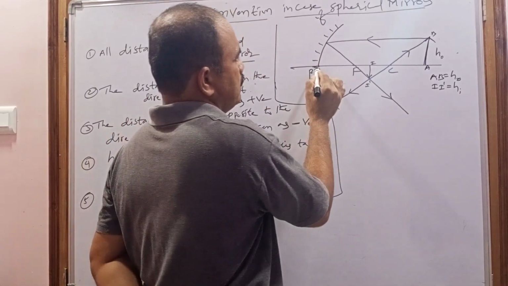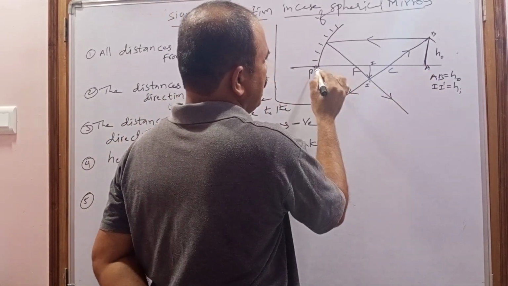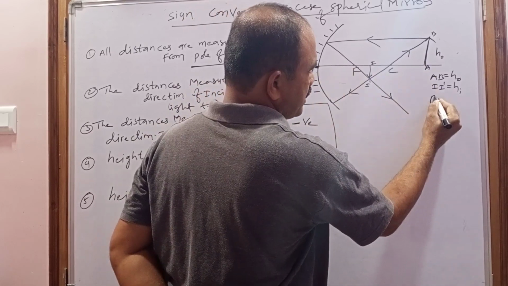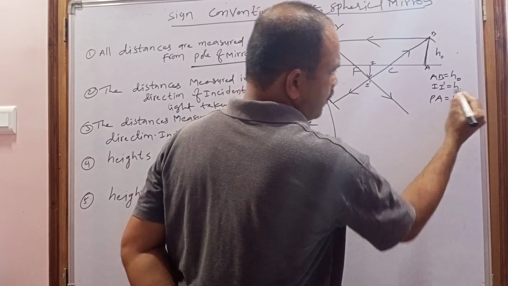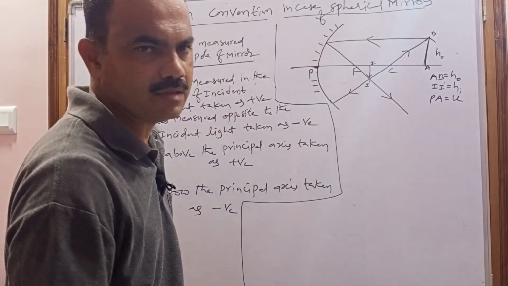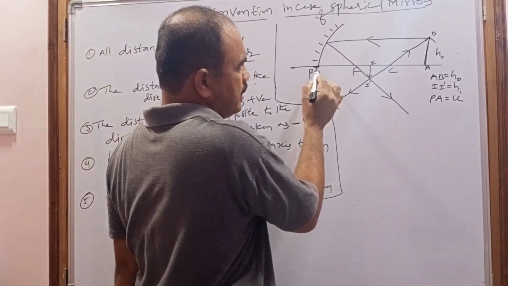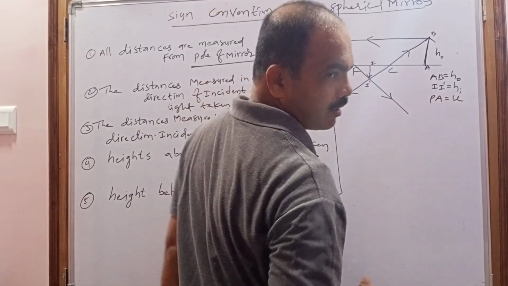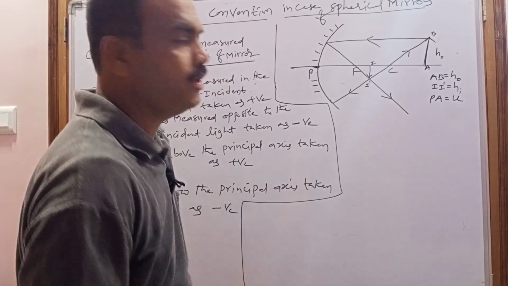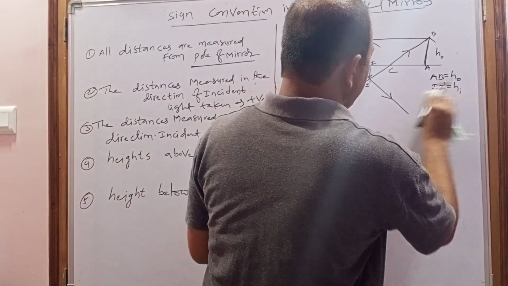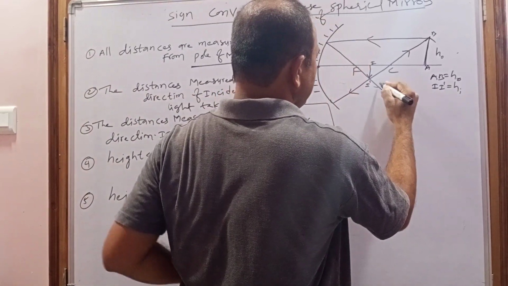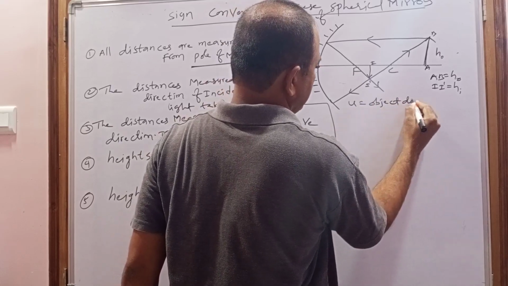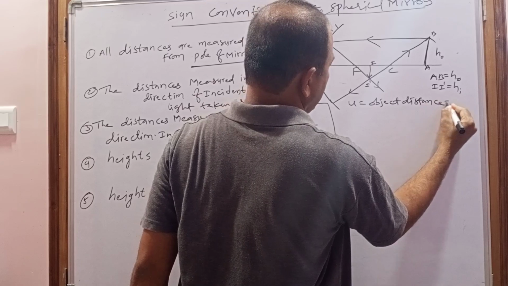Now this is the pole and here is the object. The distance from the pole to A, that is PA, is known as the object distance, represented with the letter U. What is the meaning of object distance? The distance from the pole to the object is known as object distance. So what is U here? Object distance.